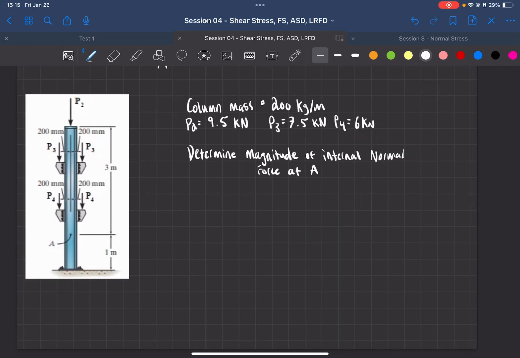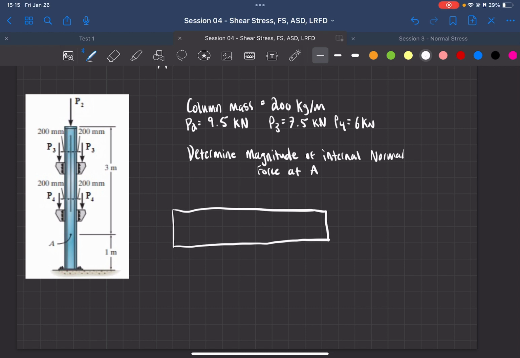Okay, now for part B, it says we have this figure on the left, and the column has a mass of 200 kilograms per meter. P2, P3, and P4 are all given, and it asks us the same question: determine the magnitude of the internal normal force at A. So we're going to do the same thing. I'm going to draw the free body diagram horizontally because of space restrictions.